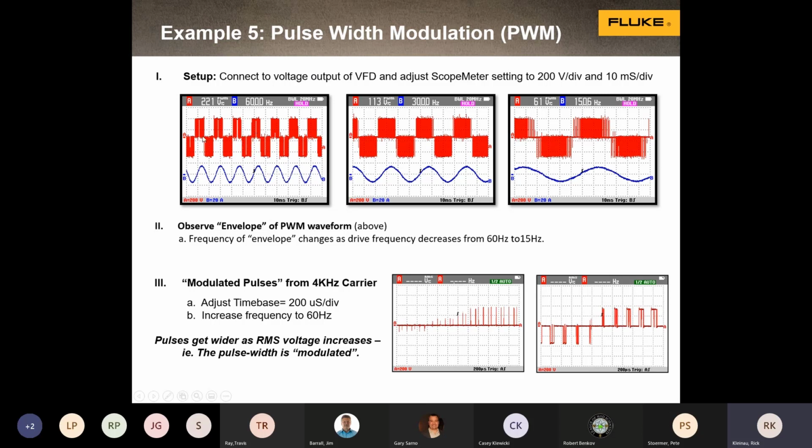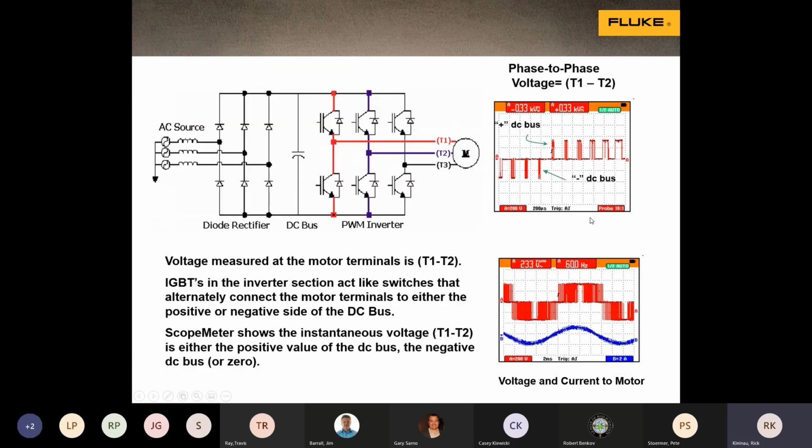Voltage is the waveform above, and the blue one is the amperage. And what you see is that the amp draw of the motor follows the envelope of that waveform, right? And if you zoom in on that waveform, you get the pulses.